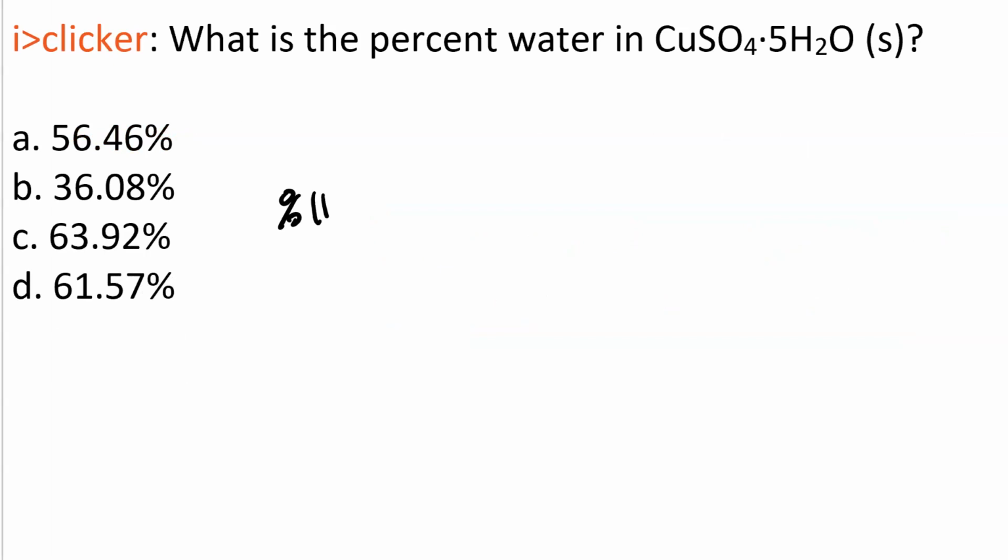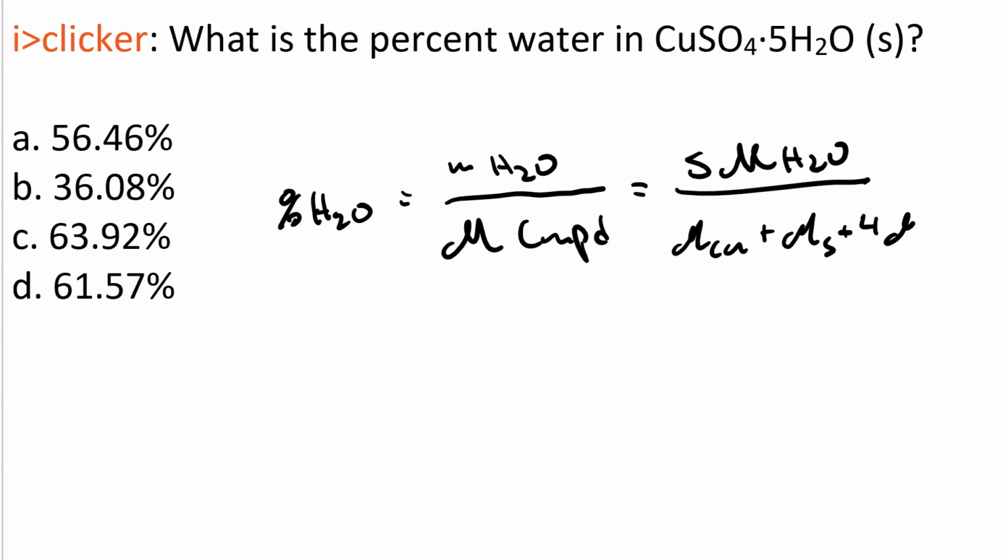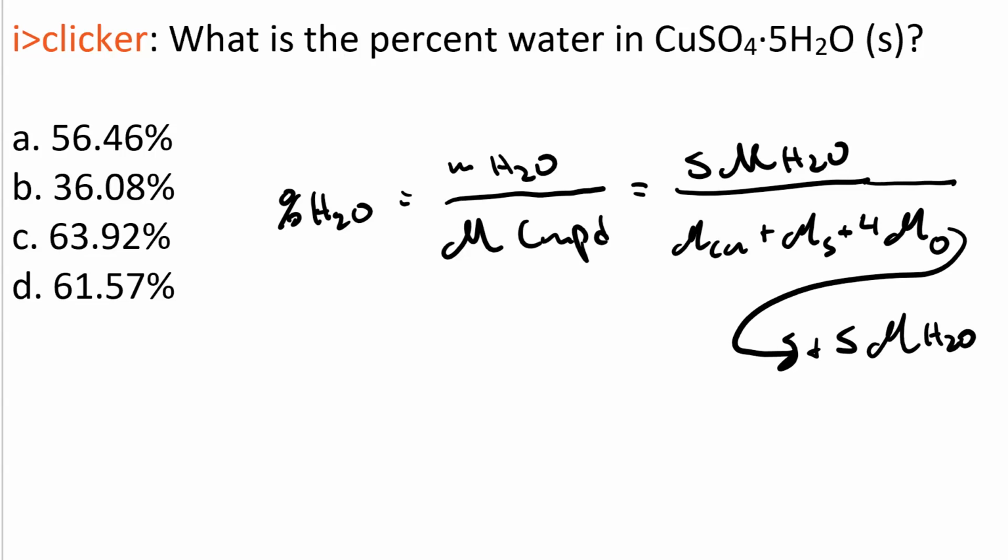So the percent H2O is going to be the mass of the water over the molar mass of the compound. So that's 5 times the molar mass of H2O over, let's see, the molar mass of copper plus the molar mass of sulfur plus 4 times the molar mass of oxygen plus 5 times the molar mass of H2O. I'm going to need some space. And of course we'll be multiplying all that by 100.